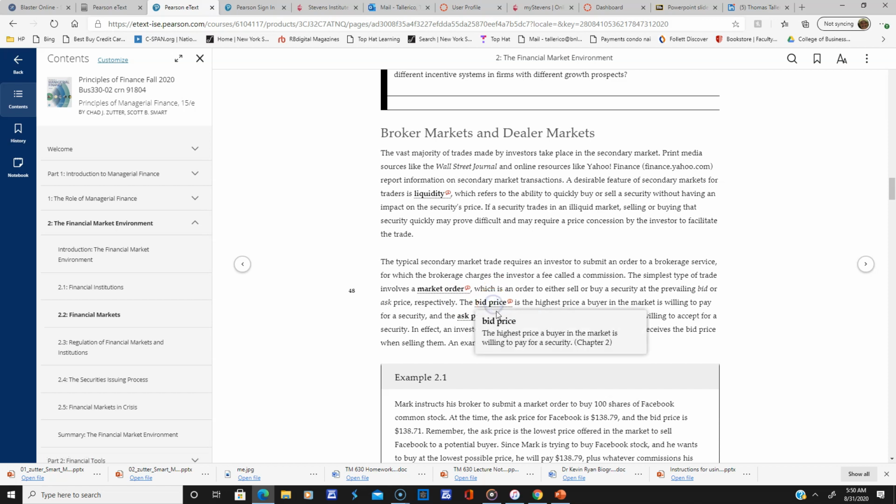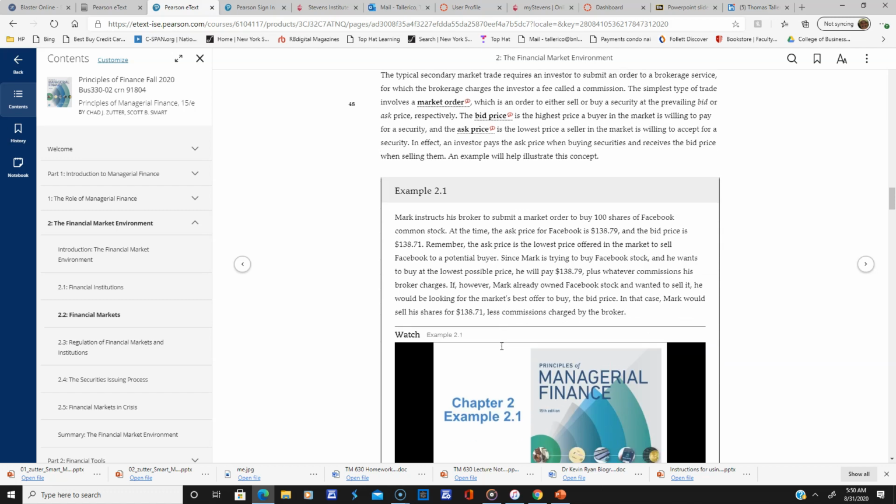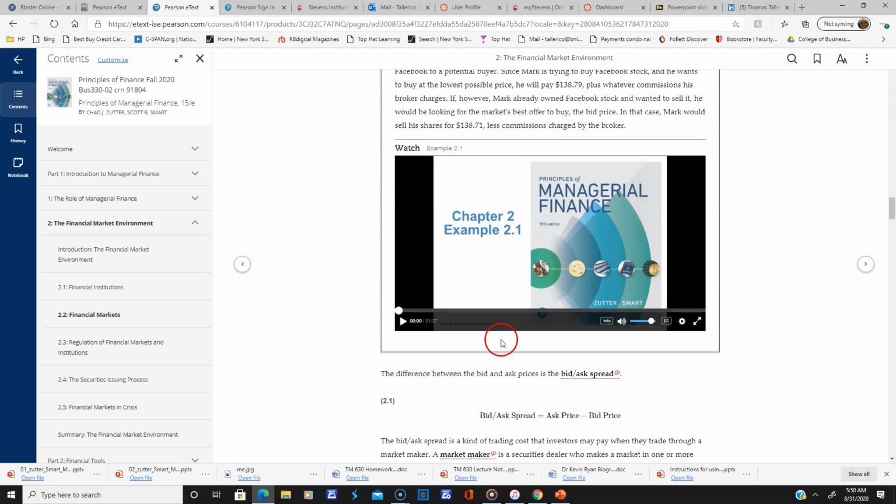So the bid price is the highest price a buyer in the market is willing to pay for a security, and vice versa, the ask is the lowest price a seller in the market is willing to accept. And that's called the spread between the bid and the ask. So in effect, an investor pays the ask price when buying securities and receives the bid price when selling them. So let's look here and see what's going on. All right, this is worth watching.